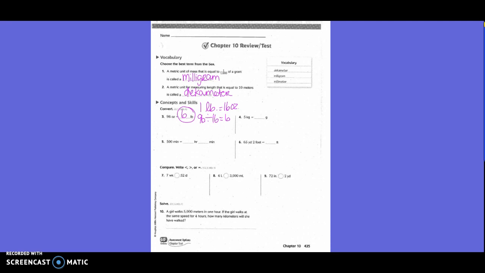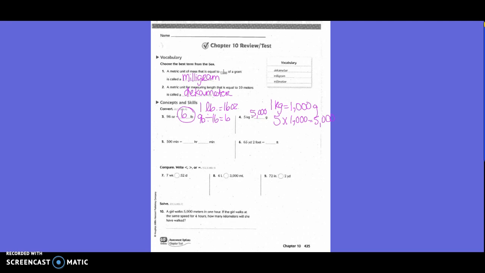Now I had 5 kilograms equals so many grams. I know that 1 kilogram equals 1,000 grams. And since I'm going from a larger unit to a smaller unit, I need to multiply. So 5 times 1,000 equals 5,000.